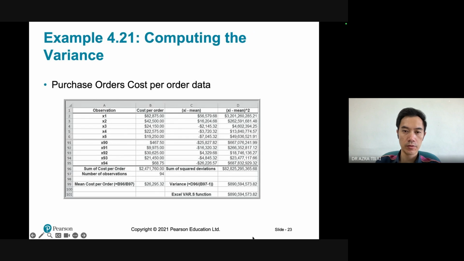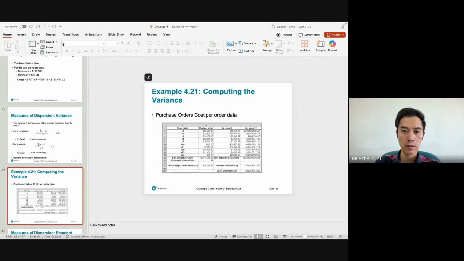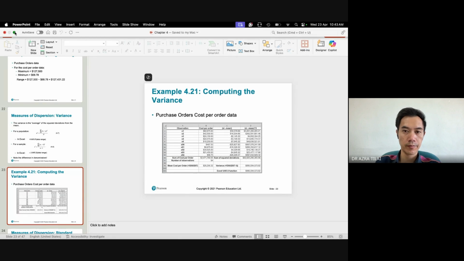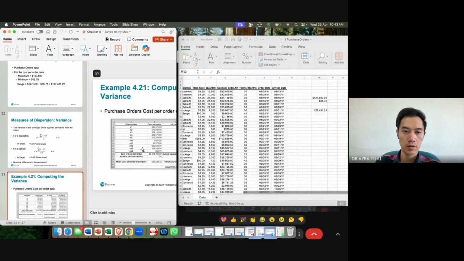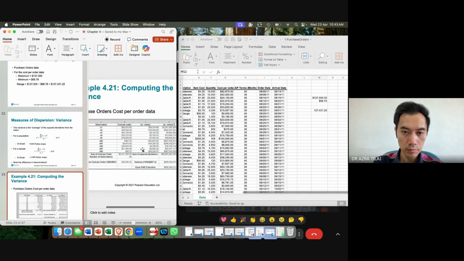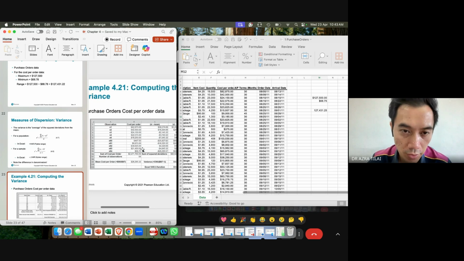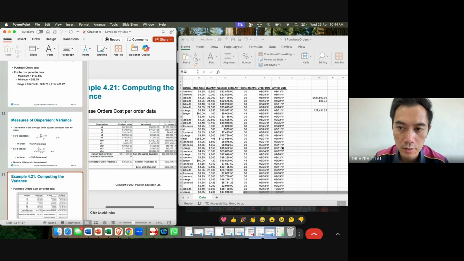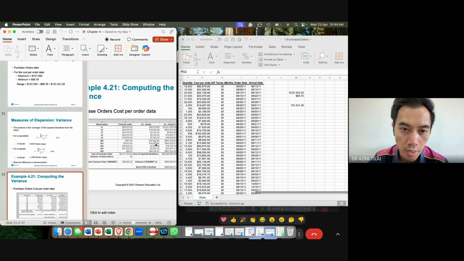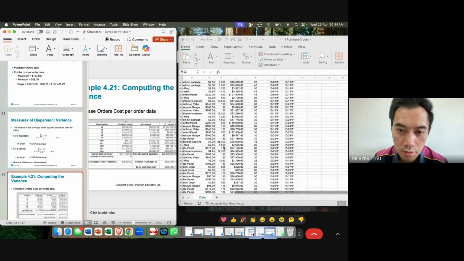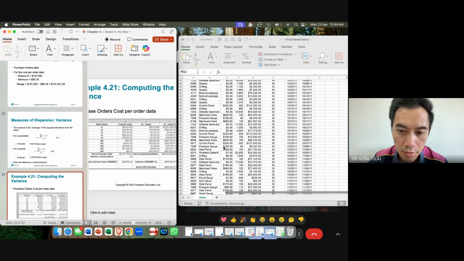What they want you to do here is the sum of cost per order. Okay, we can do this. So we try to do variance together. Now we have the observations. Okay, we have 94 observations, is it? Let's see. Yeah, around 94.